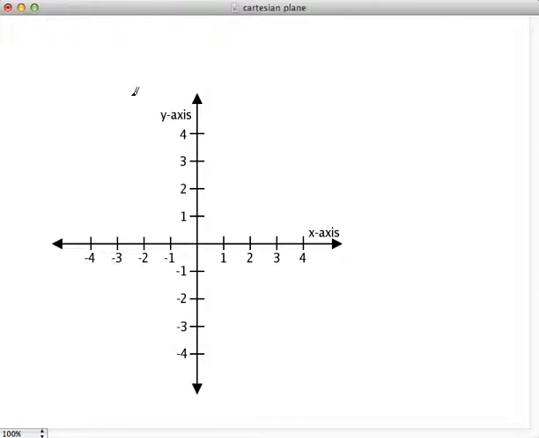Kung mapapansin niyo, meron tayong dalawang lines na may mga numbers, and of course yung isa sa kanila ay horizontal at ang isa sa kanila ay vertical. Ito tinatawag natin na Cartesian plane. So, Cartesian plane.